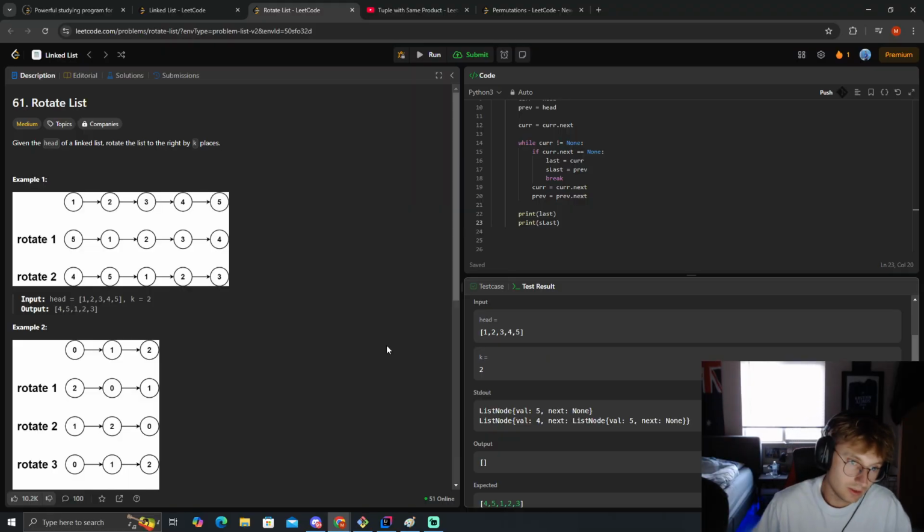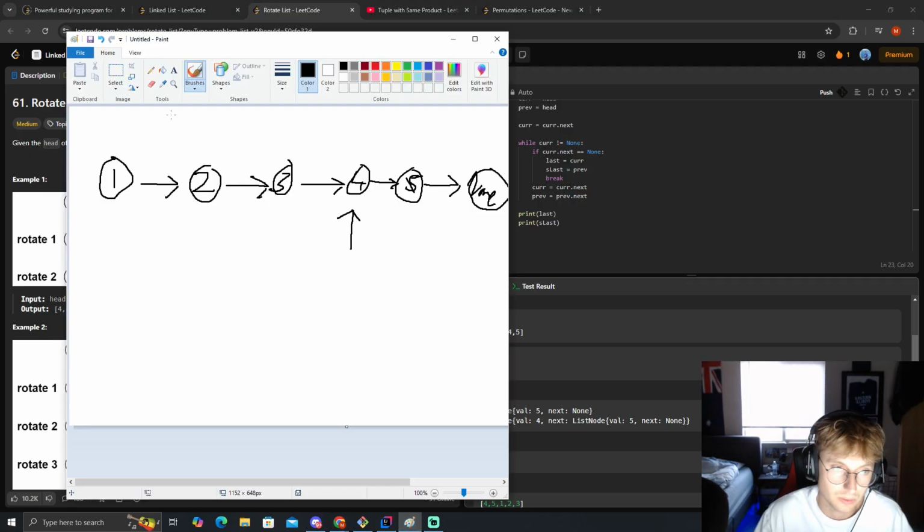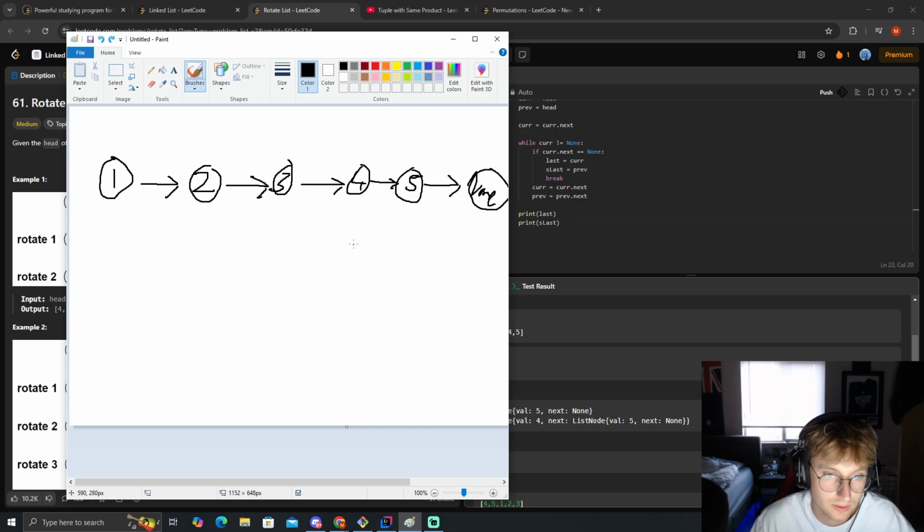Okay, so now we've got a pointer here, we've got a pointer here. So now, I just don't know if this will work. Let me actually just do this really quick, okay? So we have a pointer here. This is our S last. I'll call this SL pointing here. And then we have our last pointing here, right?